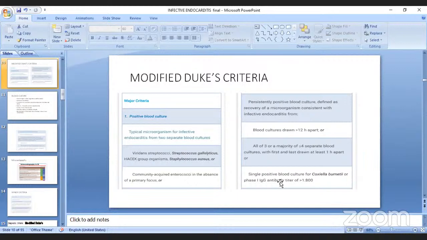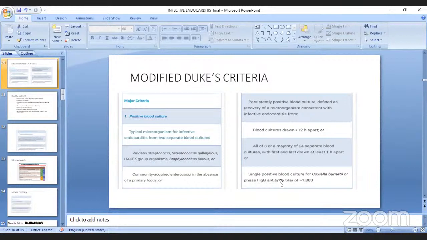It is important for you to understand the timing. I take one sample at 8 a.m., and then I take samples at 8:15, 8:30, 8:45, and the last one at 9. So at least the first and last should be 1 hour apart. Then I'll find a persistently positive blood culture.